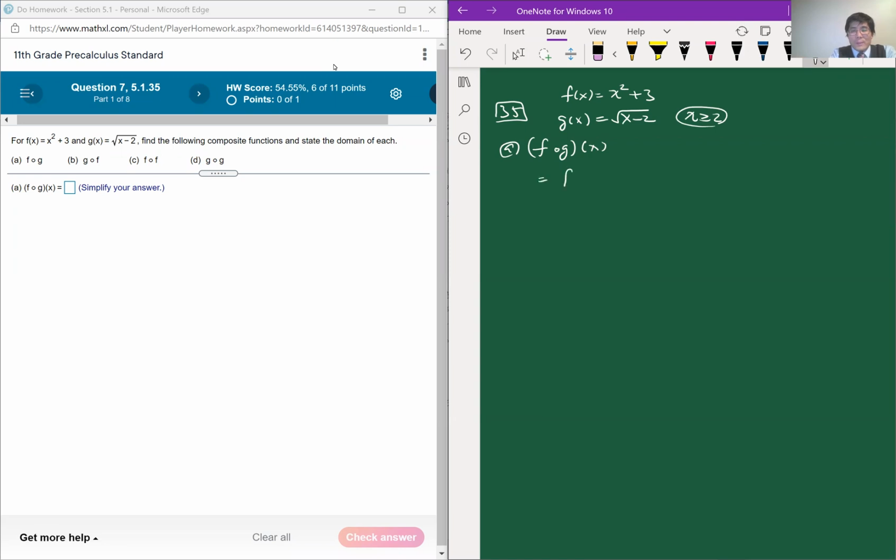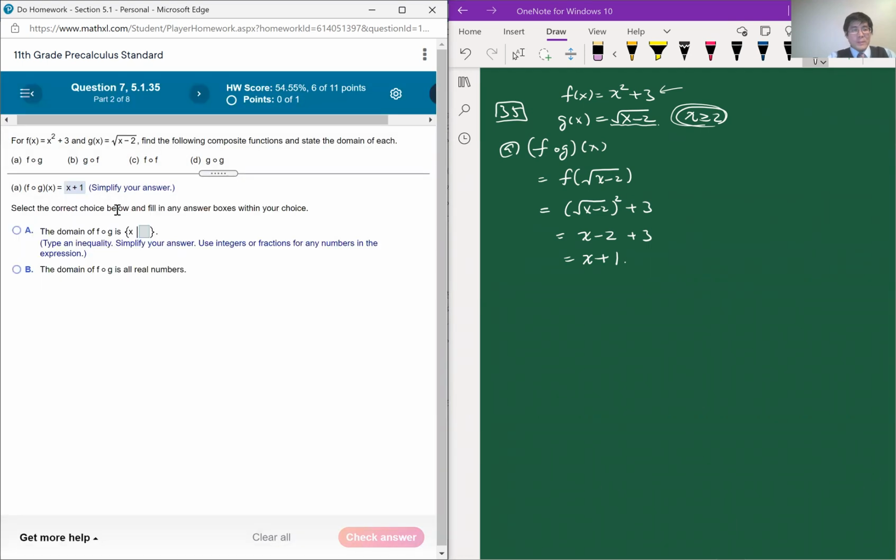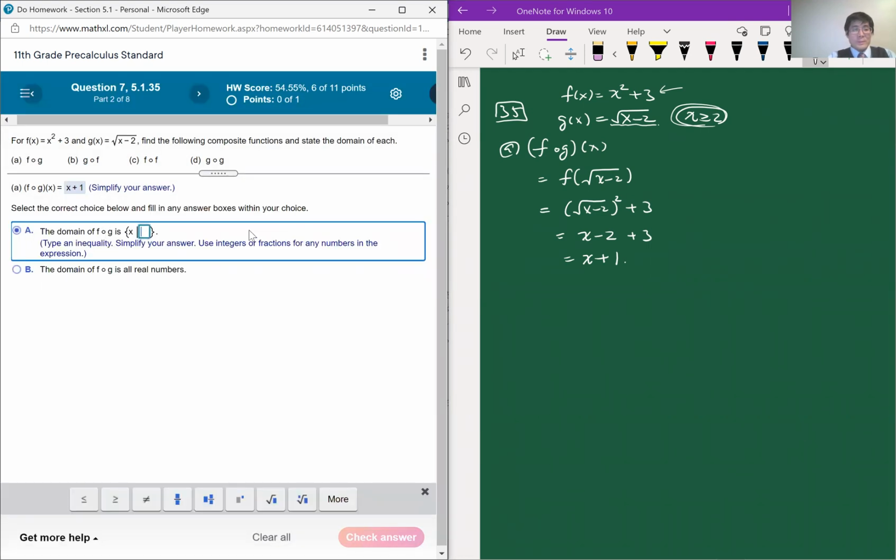Now, first one is f of g of x, which is f of square root of x minus 2. You're going to plug that into f of x, so it's going to be input squared plus 3, which is equal to x minus 2 plus 3, which is x plus 1. The domain for f is anything, so as long as g is defined, that's okay. Anything above or equal to 2 works. So the answer is x plus 1, and the domain is any number above or equal to 2.